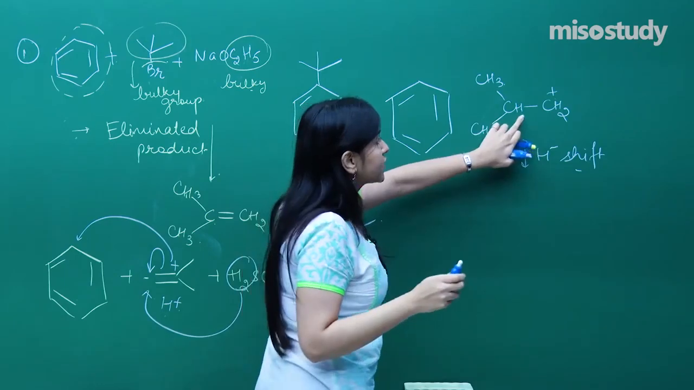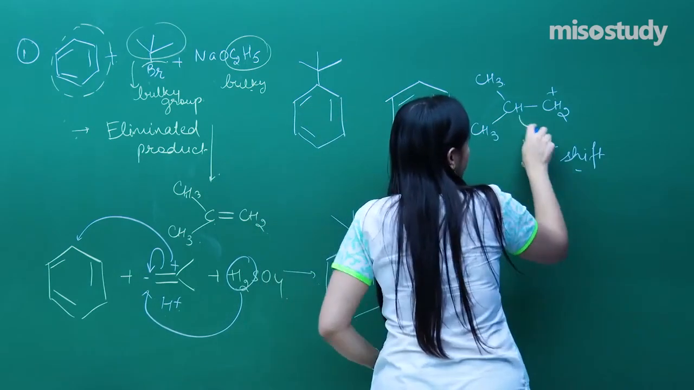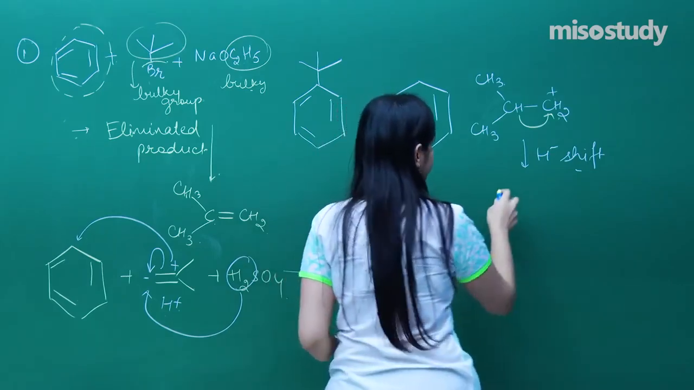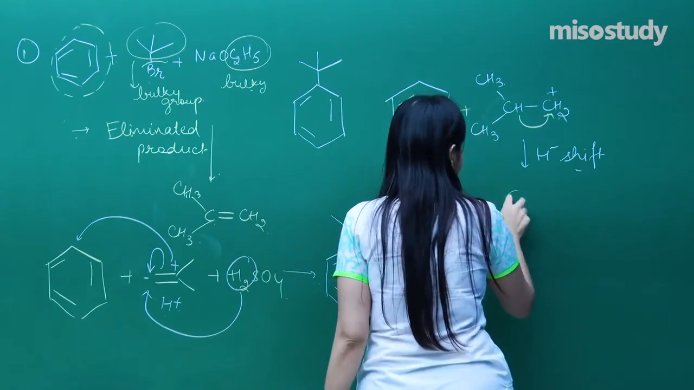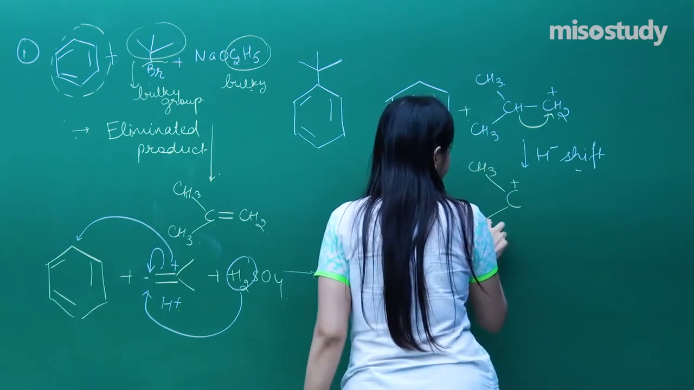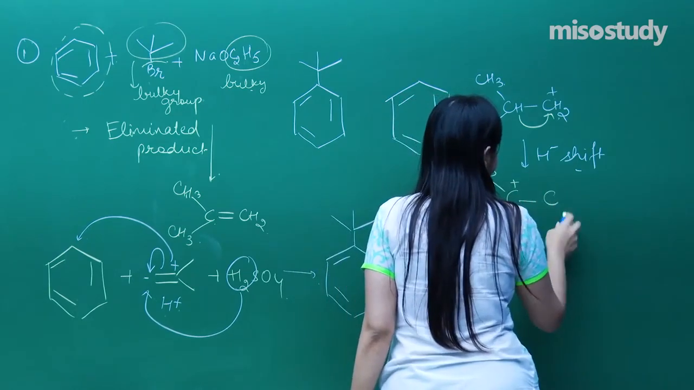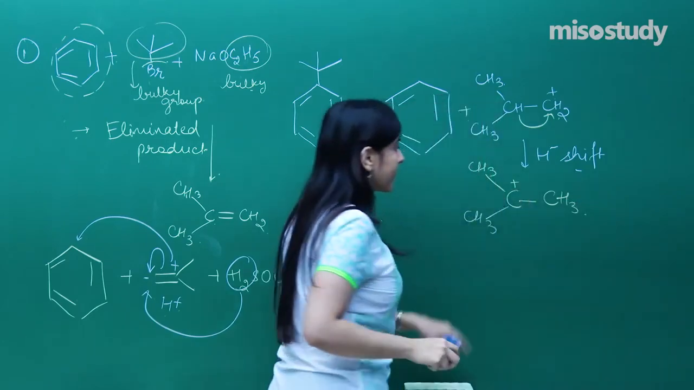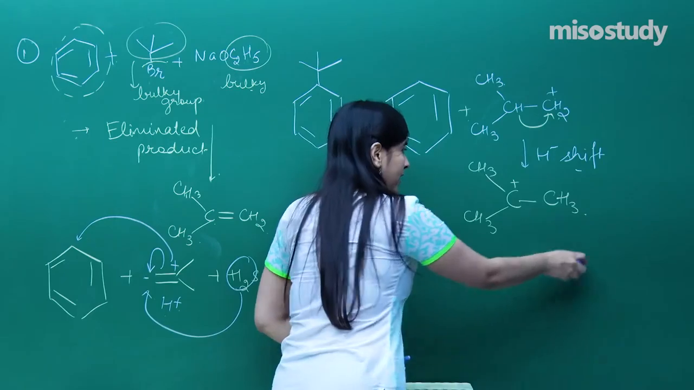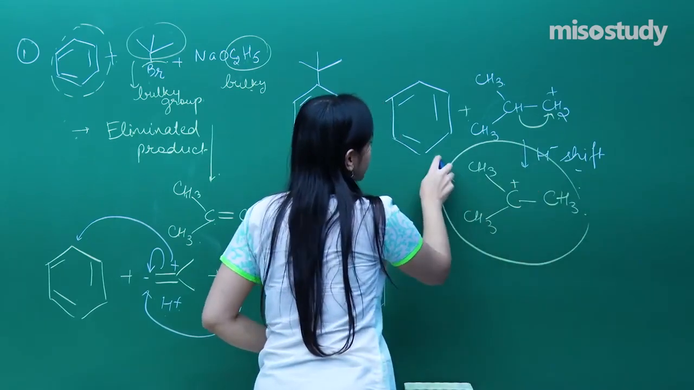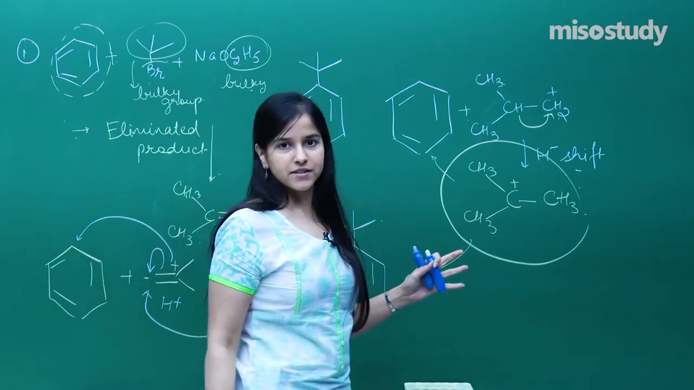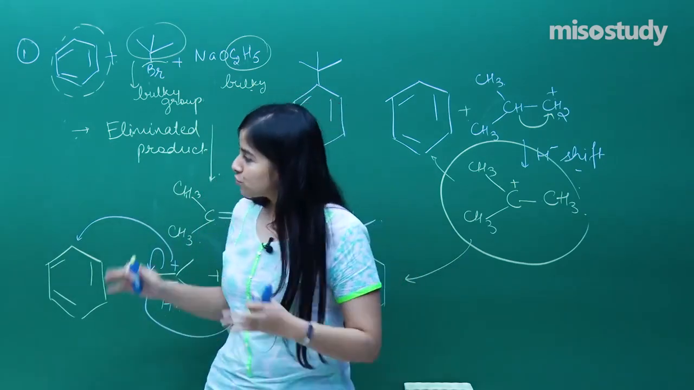Here I am shifting this very hydrogen. Why? Because in order to have a more stable carbocation, that is the tertiary carbocation. So what do we get? We get a carbocation like this, by shifting the hydrogen onto this CH2 group. Now again, this is going to react with the benzene and we form the same compound, that is the tertiary butyl benzene.